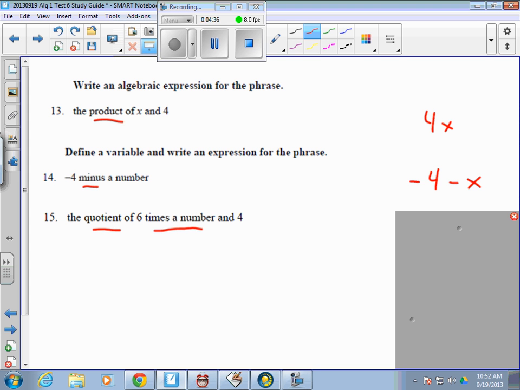Again, you can use any variable you want. The quotient, that means to divide, of 6 times a number and 4. So 6 times a number, and the quotient, it means to divide by 4.